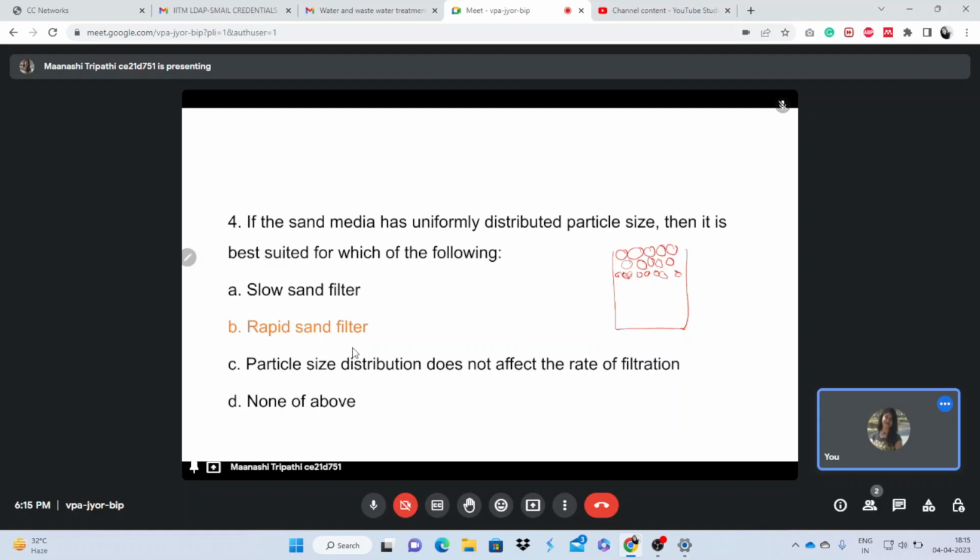But during backwash, what will happen? The bigger particles will be reversed. The bigger size particles will come to the bottom and the smaller will go to the top. So it will disrupt the efficiency of the filter. That is why when we go for uniformly distributed particles, it's better to use rapid sand filtration. Even if there is high backwash velocity, this problem won't happen.